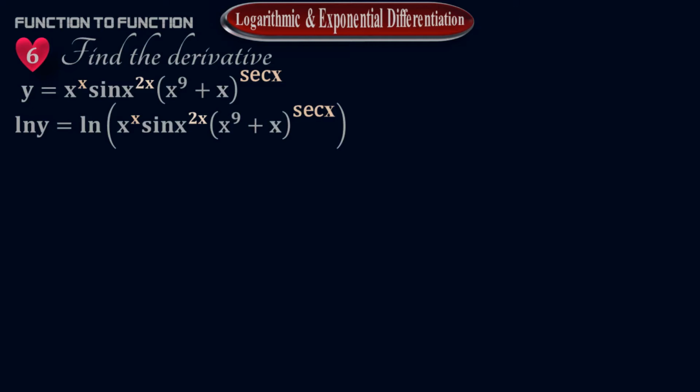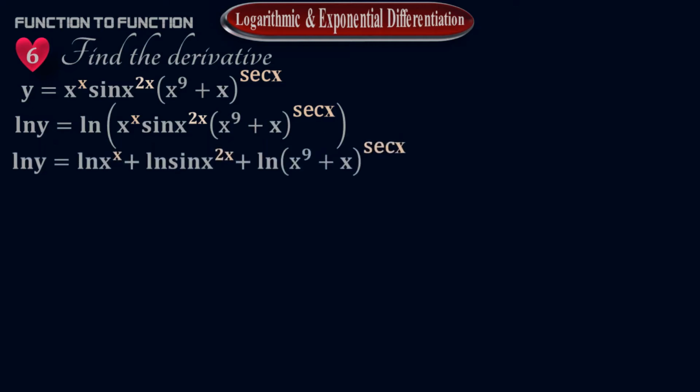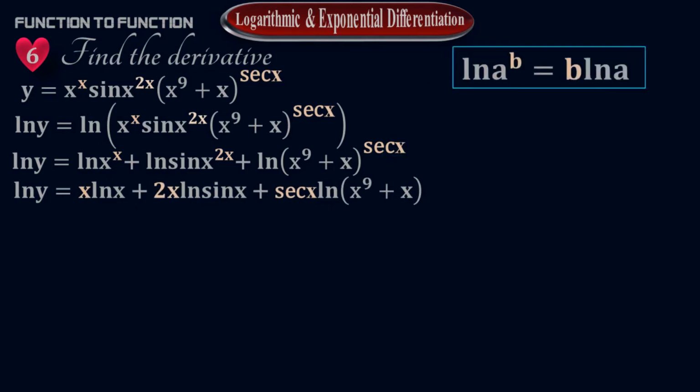Now we can apply the product rule. By applying the product rule, I will have natural log of x^x plus, because there is a product here, natural log of (sin x)^(2x) plus, because there is a product here, natural log of (x^9 + x)^(sec x). Just apply the product rule. And then apply another basic rule, natural log of a^b equals b times natural log of a, which gives natural log of y equals x times natural log of x plus 2x times natural log of sin x plus sec x times natural log of (x^9 + x). Look, apply this rule for all the three terms one by one.